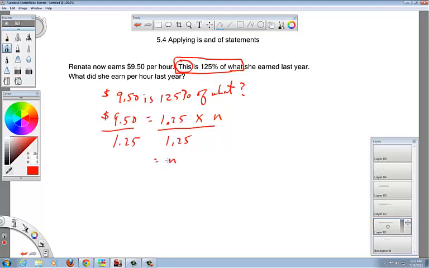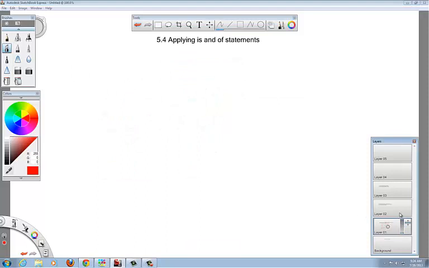N would equal, and I have the answer here in front of me, $7.60. Now think about it. A lot of people say, well, that's smaller than what it was. Yes, that's because she got a raise. She now earns $9.50 per hour. This $9.50 is 125% of what she was making last year, which was less. And this is what we found. Bam! Right there. Let's do another one.